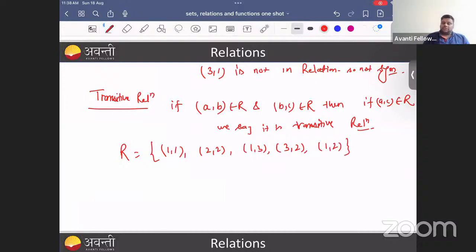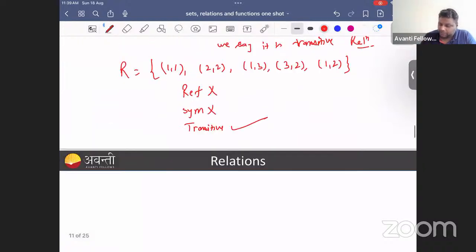Now see, because of the presence of only (1, 1), (2, 2), it is not reflexive. Now (1, 3) is there, but (3, 1) is not there, so it is not symmetric. Now, if I go for transitive, (1, 3) is there, (3, 2) is there, and (1, 2) is also there. So it will be transitive. Got it? So reflexive it is not, symmetric it is not, but it is transitive. Got it?